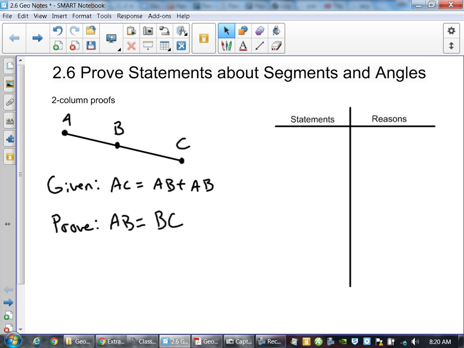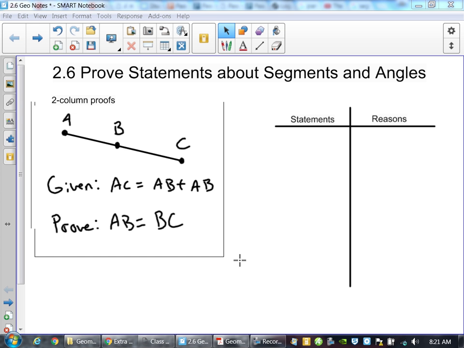Okay. So in this case here, if I see that I have given AC is made up of AB plus BC, let's walk through what this looks like when we have algebra mixed with geometry. Okay? Let's walk through this one. Let me put this on a clean sheet so we have some space. Okay? Now, when we do proofs, what I'd like you guys to do is draw out your diagram.